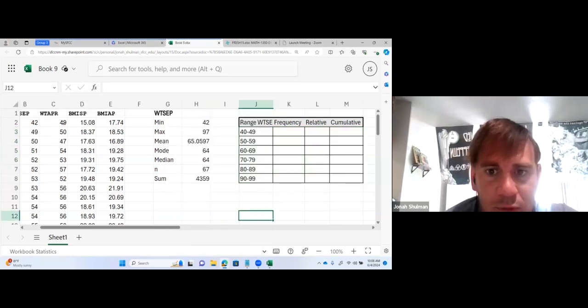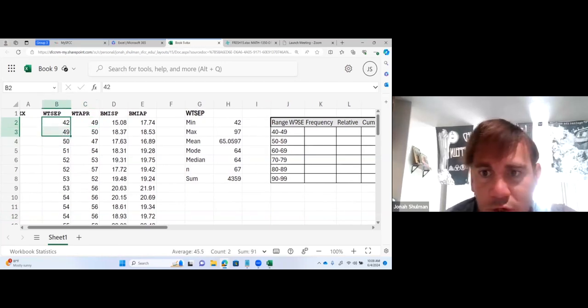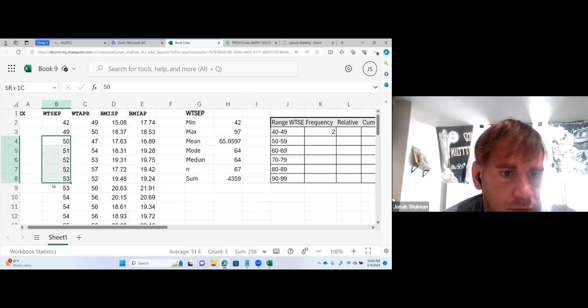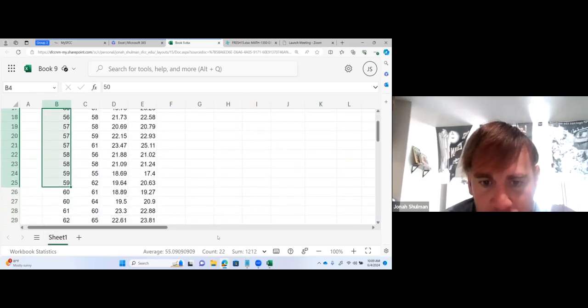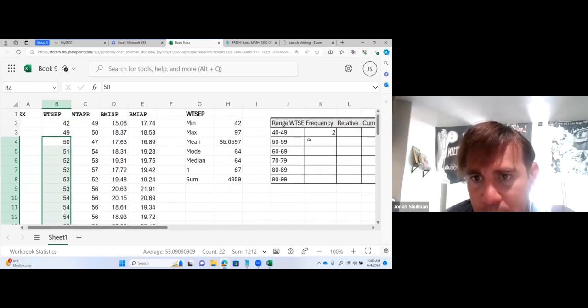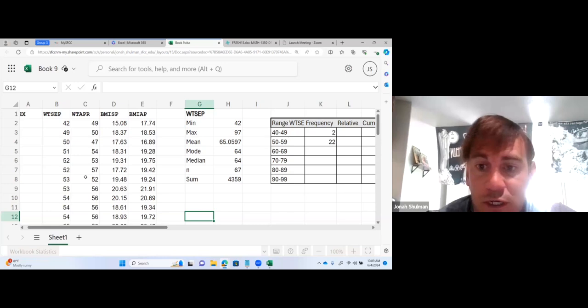So the first one, how many are between 40 and 49? Remember, we want to be in this column. So from 40 to 49, there are 2. And look, it counts it on the bottom for you, right there at the very bottom. So we got 2. 50 to 59, there's a whole mess. There is 22 of them. And I might as well also show you how to make a histogram too.